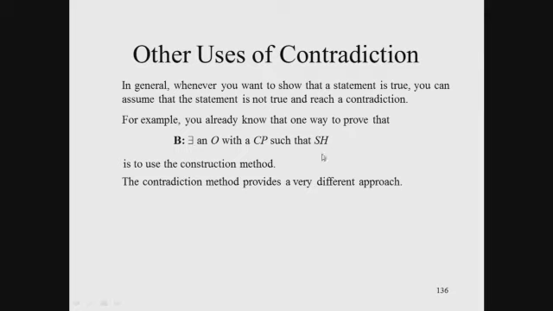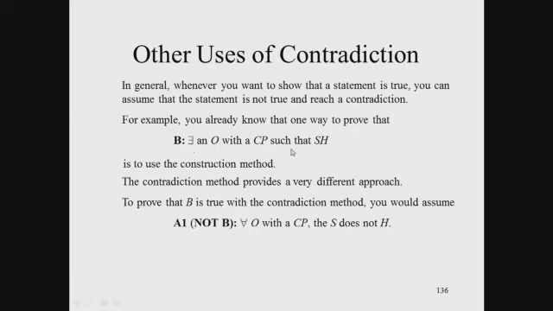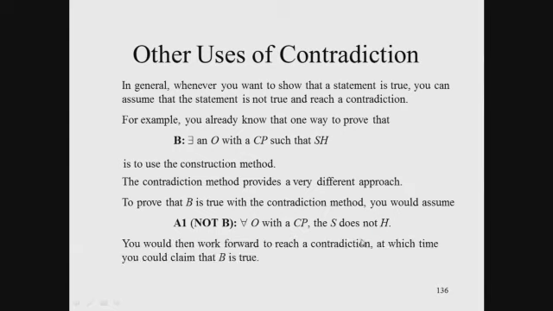You would assume that B is not true. What is the negation of the statement B? For every object with a certain property, the something does not happen. Exactly. So you could assume that B is not true, that is, that for every object with a certain property, the something does not happen, and then try to reach a contradiction. See how powerful contradiction is? It gives you a whole new approach to showing that any statement is true. Just assume that the statement is not true and reach a contradiction.